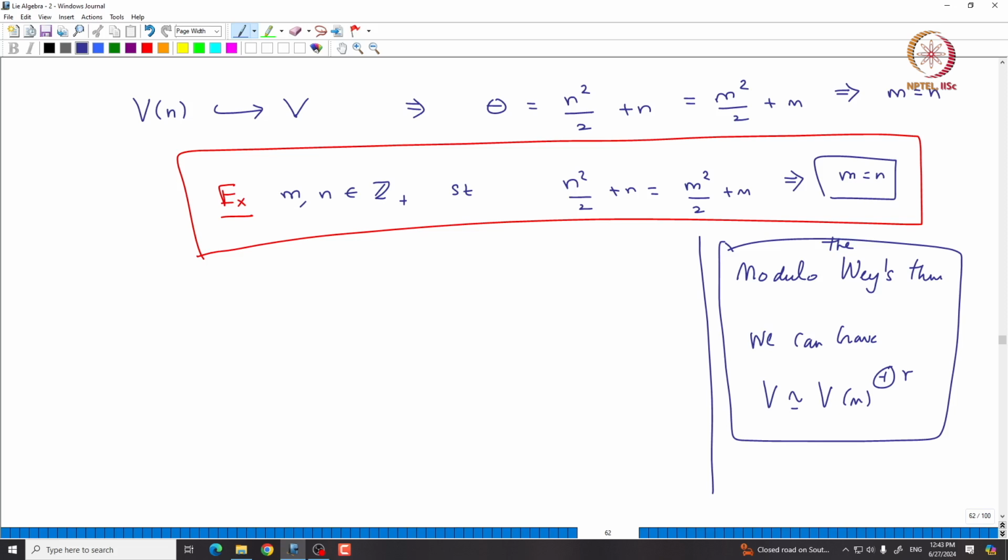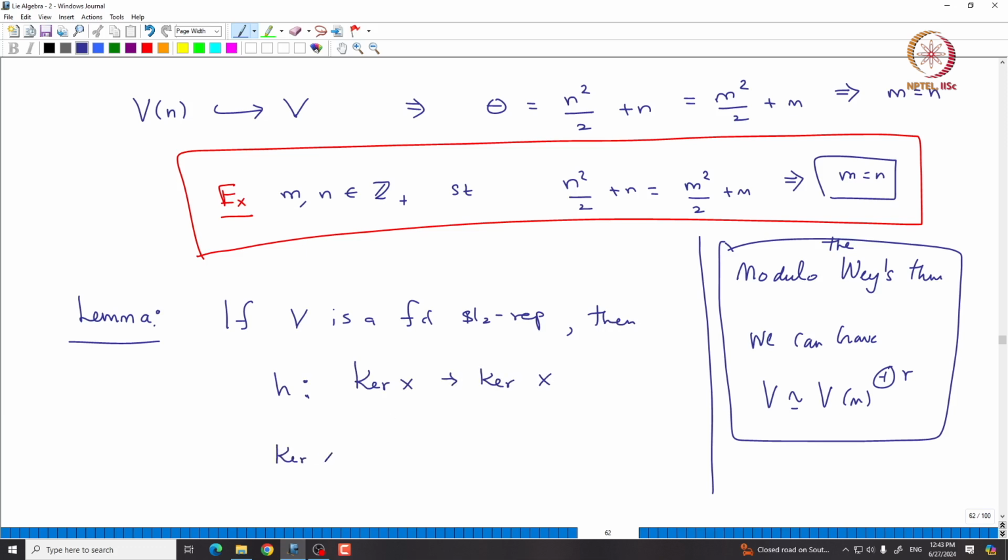So, let us see how one can obtain that. For that purpose we need to understand the operator H that is acting on this capital V. Here is a small lemma. I will leave all the calculation to you. If V is a finite dimensional sl2 representation, then we can actually look at the operator H, which is acting on kernel x to kernel x, where kernel x is nothing but those vectors in capital V such that x v is killed.